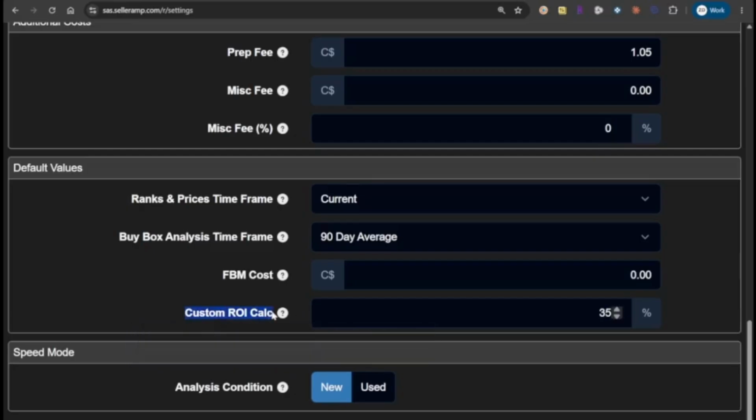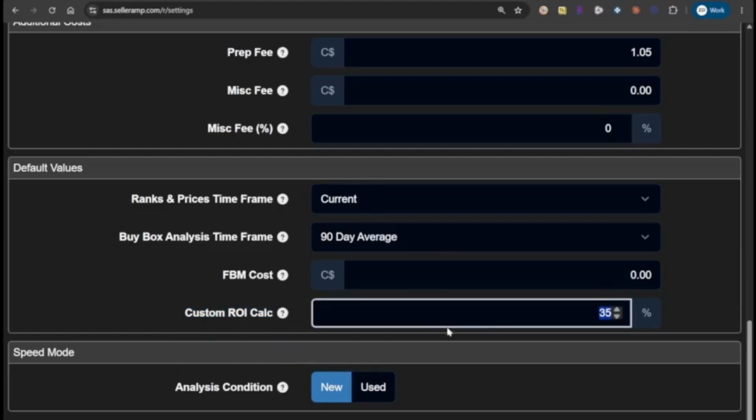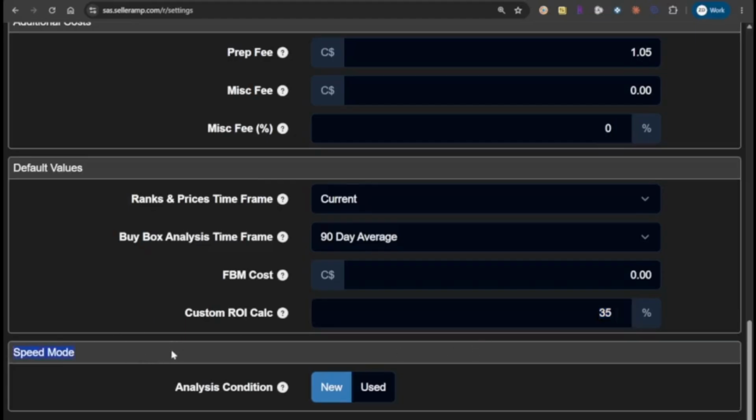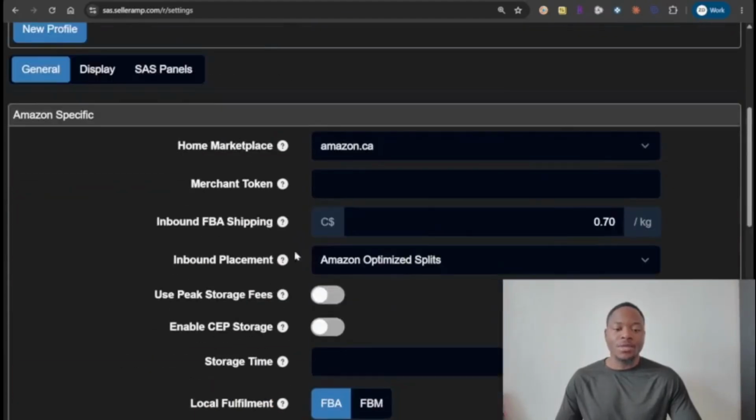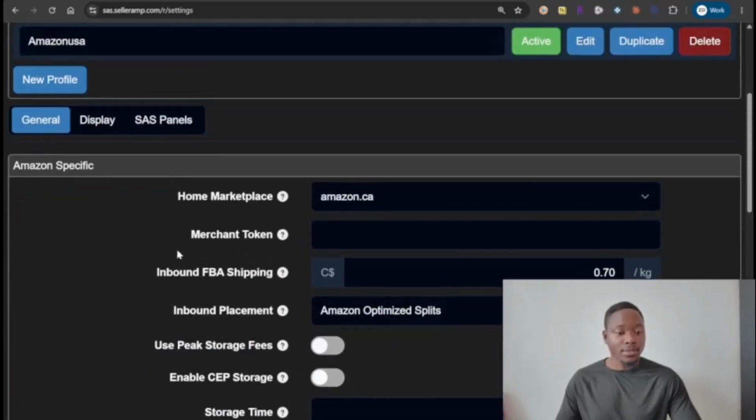And then custom ROI calc, by default, it should be 35%. So just keep it that way. And then lastly, we have the speed mode analysis condition. We always want to analyze new products. We sell brand new products on Amazon, guys. We don't like to sell used condition type products. Okay. So that's going to be it for this section, but now we're not done, right?